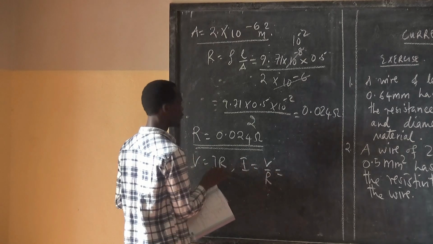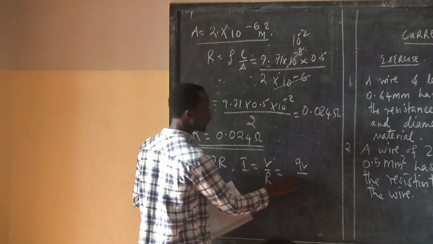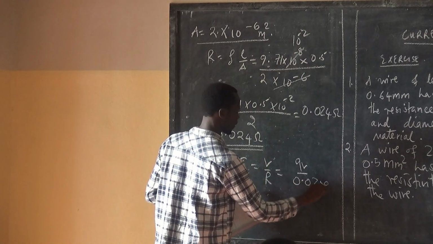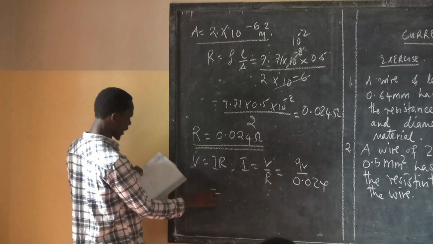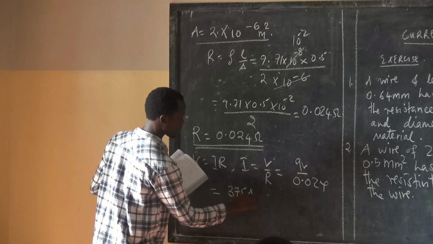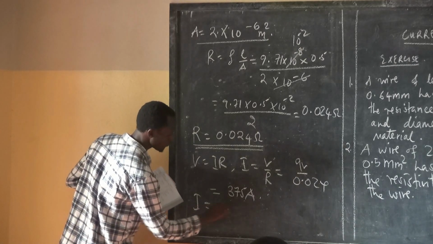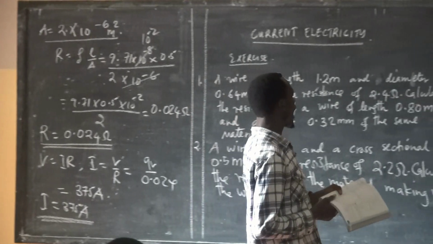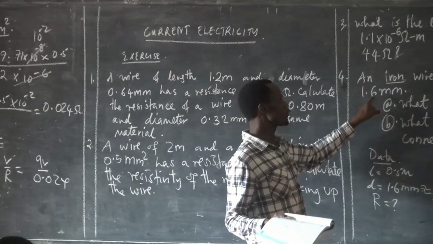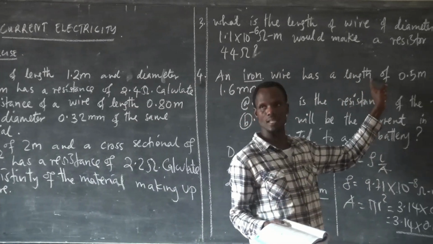Now voltage is 9 volts over resistance. Now we have got 0.024. So we find that it is equal to 375 ampere. So now current is equal to 375 ampere. So here, what you are required to do is find the resistance using the factors affecting the resistance.